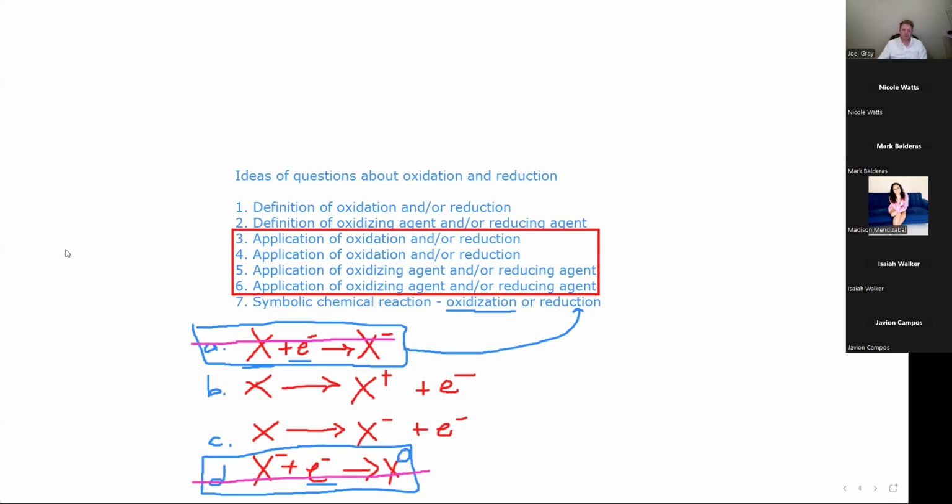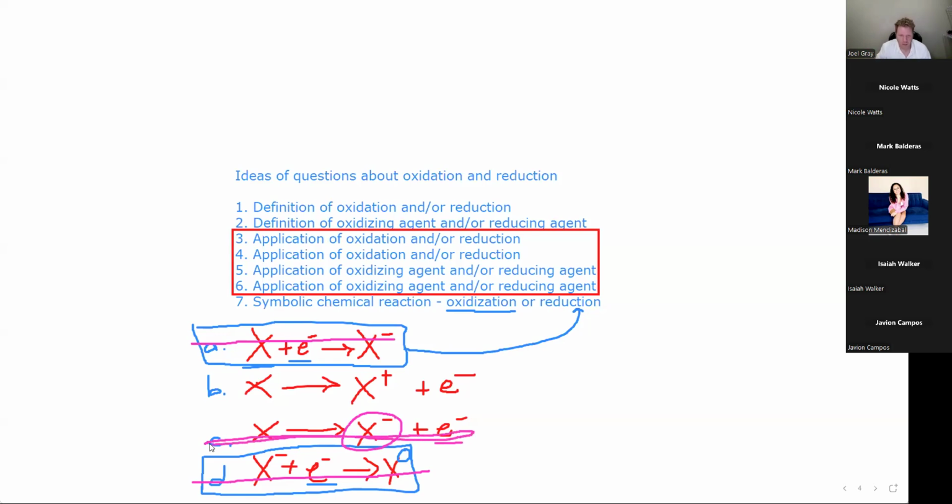Now that leaves B and C. Okay, so if we look at C, we have X yields X minus plus an electron. So an electron is on the product side, which makes C partially correct. But if something is going from neutral and losing a negative charge, then it should have a positive charge. So C is out for that reason.